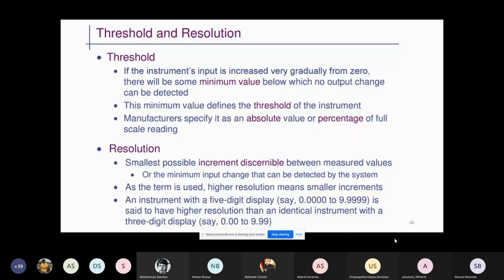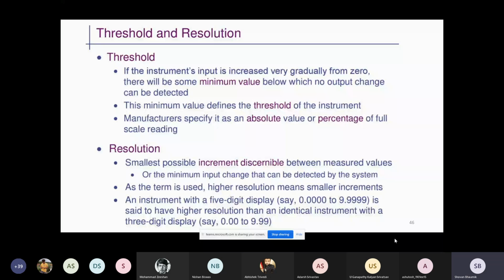threshold. Okay. So again, I am telling, if the instrument input increases very gradually or slowly from 0, there will be some minimum value below which no output change can be detected. That minimum value is called the threshold of the instrument. Manufacturers generally specify this threshold as an absolute value or as a percentage of full scale reading. By two ways they generally specify.